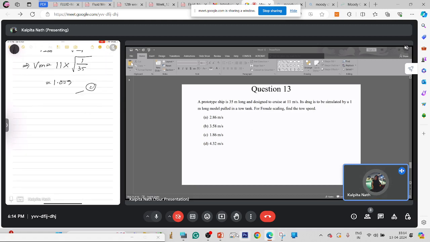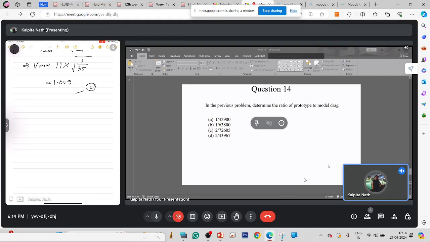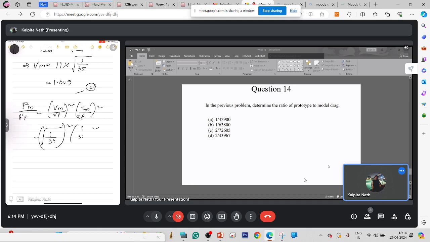The next problem is related to this problem. So for this, determine the ratio of the prototype to model drag. This is pretty simple. So model to prototype, that is Vm upon Vp whole square, Lm upon Lp whole square, L or l, whatever we have defined, anything. So this is root over 1 upon 35 whole square, 1 upon 35 whole square, 1 upon 42900. That is the option.